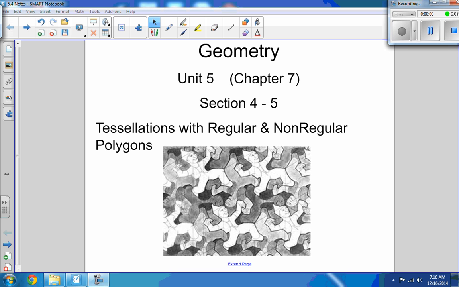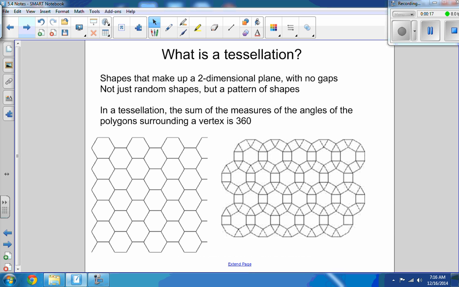Geometry, Unit 5, Chapter 7 from the book, and we're going to look at sections 4 and 5 in this section of notes today. Tessellations with regular and non-regular polygons. So what is a tessellation? Shapes that make up a two-dimensional plane with no gaps. And they're not just random shapes either, but it's a pattern of shapes.